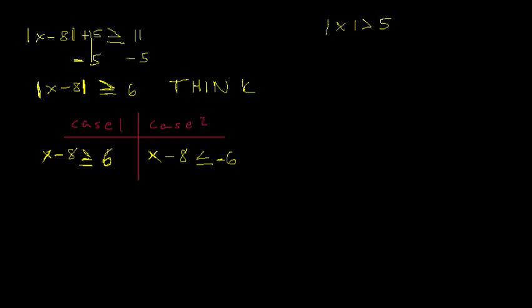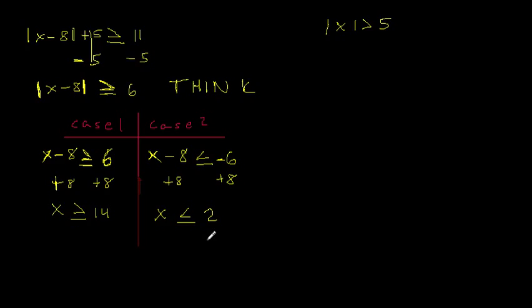Moving on, all I want to do is solve both inequalities. I've got to isolate x, the variable, so add 8 to both sides. Negative 8 plus 8 is 0, so x is greater than or equal to 14. Now add 8 to both sides here, and I know that x is less than or equal to positive 2.